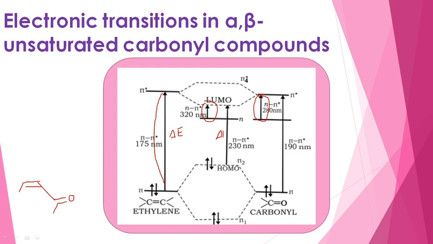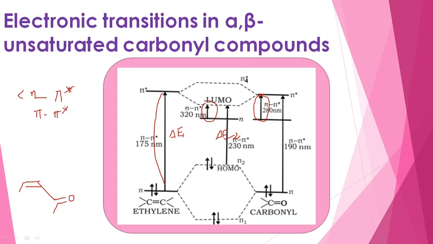So, suppose this is delta E1 and this is delta E2. As delta E2 is decreasing, what about lambda? Lambda must increase. That means, for the case of alpha beta unsaturated carbonyl compounds, n to pi star transitions will decrease and pi to pi star transitions will increase.